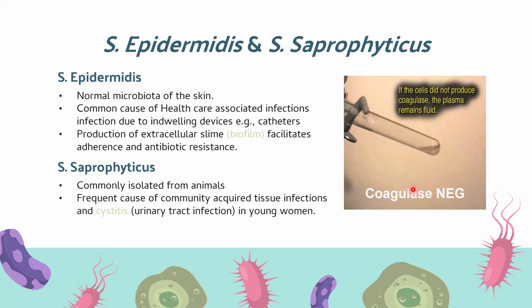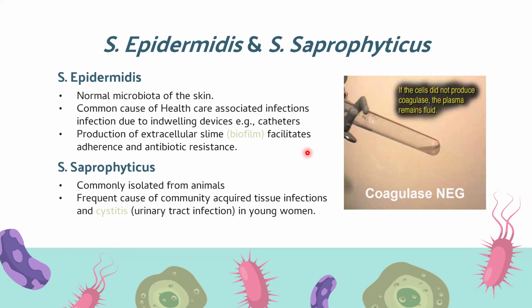The other one that is also coagulase negative is staph saprophyticus. The only thing that you really need to know about staph saprophyticus is it very, very commonly causes cystitis, which is a urinary tract infection in young women. So it's very, very common.